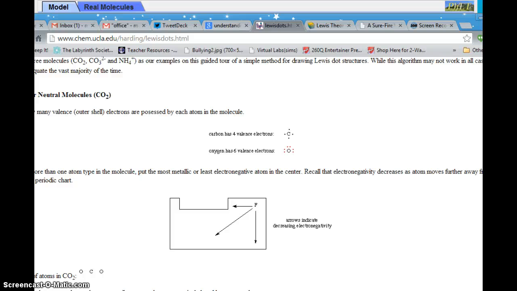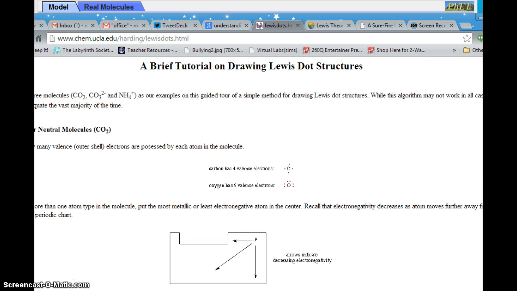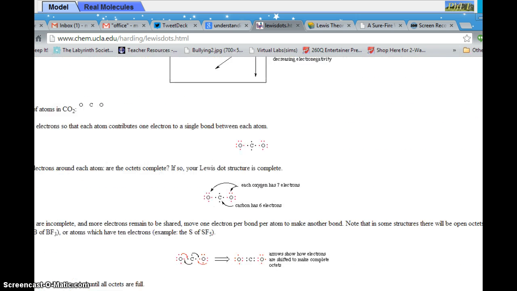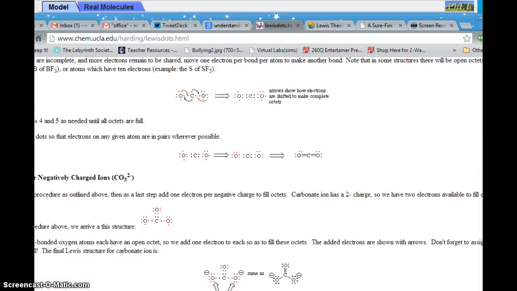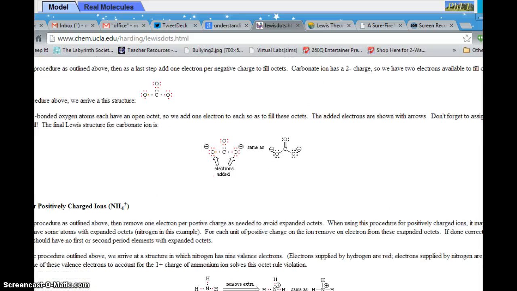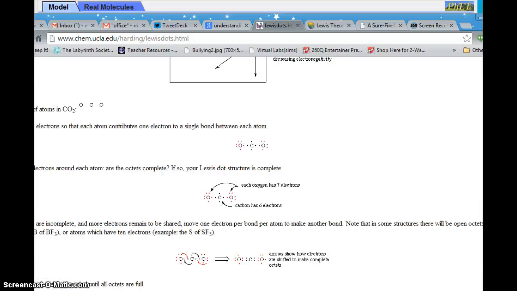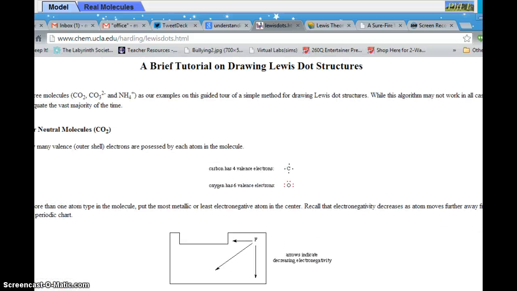Hi everyone, as we're getting into Lewis dot and VSEPR theory, I wanted to give you two or three more tutorials you could take a look at. The first one is this chemistry website from UCLA. It's got a brief tutorial of Lewis dot structures, and it walks you through carbon dioxide as well as some other things, and it's helpful for some students.